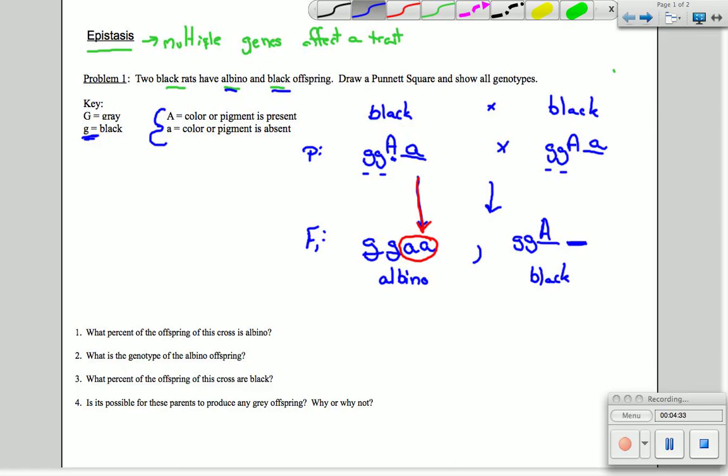This allows this parent here to be black, with the 2 little g's, and have pigment because they have the heterozygous genotype for pigmentation. Let's go ahead and put this in a Punnett square.